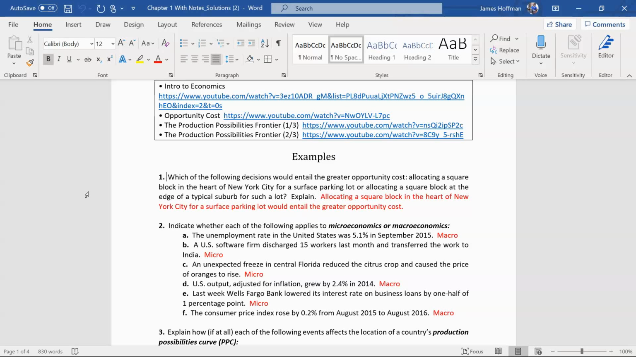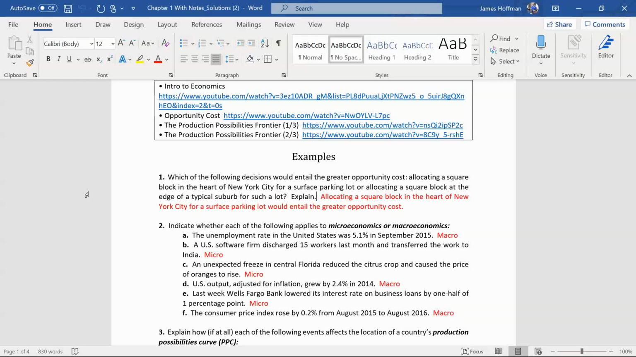Okay, so number 1, which of the following decisions would entail the greater opportunity cost: either allocating a square block in the heart of New York City for a surface parking lot, or allocating a square block in the edge of a typical suburb for such a lot? So which one comes with the bigger opportunity cost?